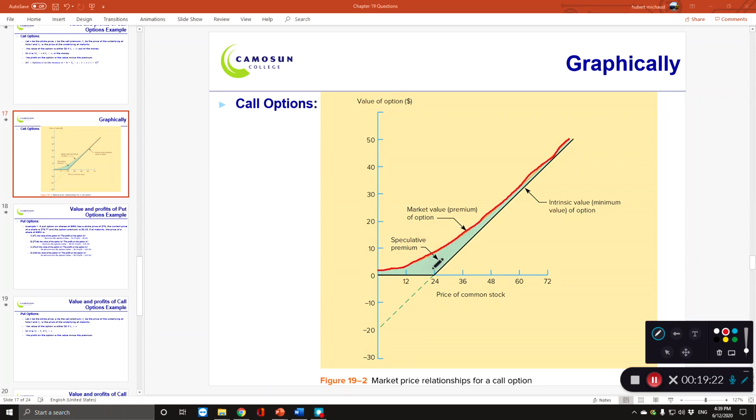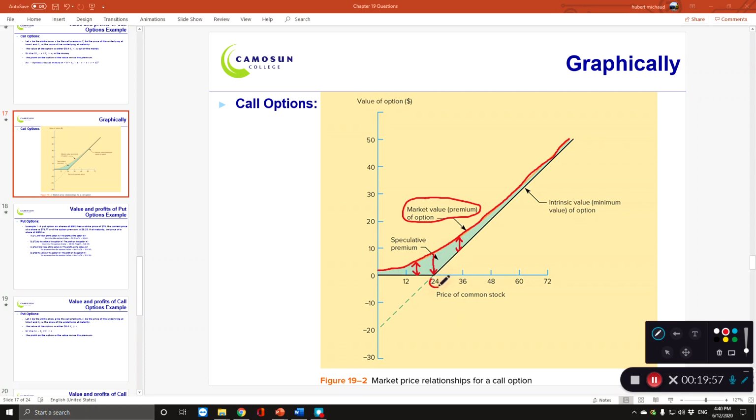The speculative premium, so basically this red line, this thing here, is the call premium. The difference between the call premium and the value of an option is called the speculative premium. So this vertical distance here between a point on the intrinsic value curve and the market value curve gives me the speculative premium. One thing you should notice is where is the speculative premium the biggest? It's the biggest closer to the strike price.